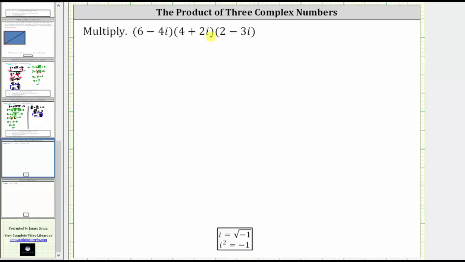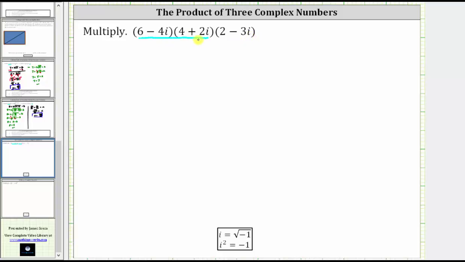We are asked to multiply the three complex numbers. And there is no shortcut here. We can only multiply two complex numbers at a time. Working our way from left to right, let's begin by determining this product. Once we find this product, we will multiply by the third complex number of 2 minus 3i.